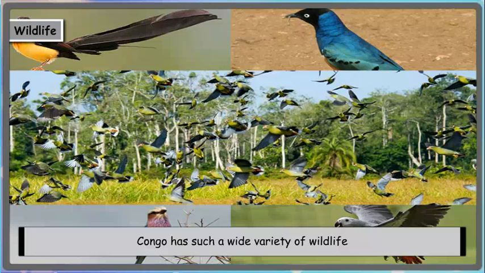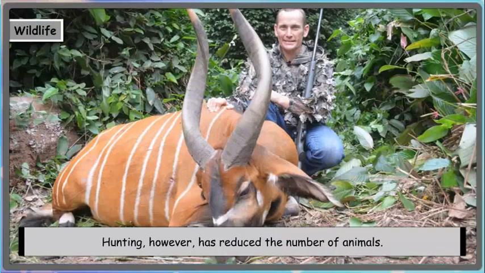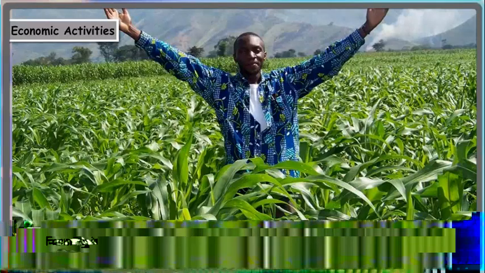Congo has such a wide variety of wildlife that it is called the natural zoo of the world. Hunting, however, has reduced the number of animals. The hippopotamus is facing extinction. Economic activities.